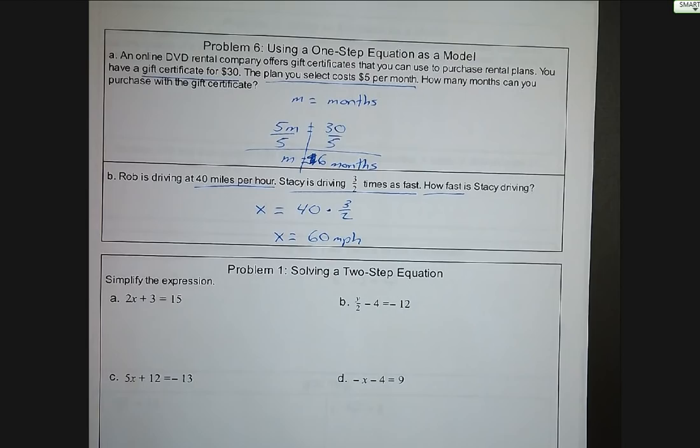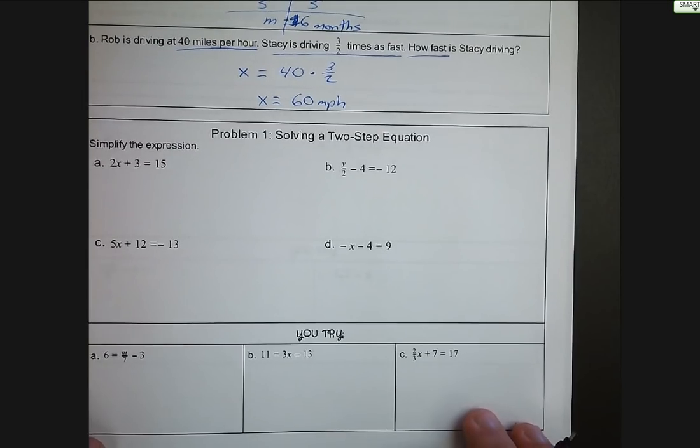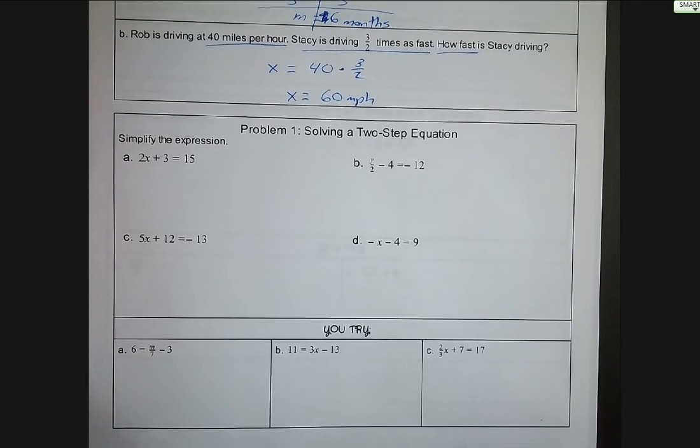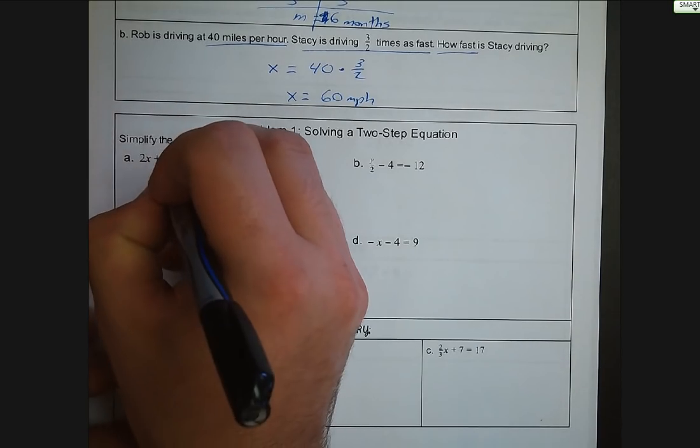All right, so now we're going to move on to 2-2, which is solving a two-step equation. Problem number 1, we have 2x plus 3 is equal to 15. Now, two-step equations, we approach the same way that we start one-steps, but we start with the operation that is furthest away from the variable. So we're going to start with the plus 3 and get that away from the x first. So the opposite of plus 3 is minus 3.